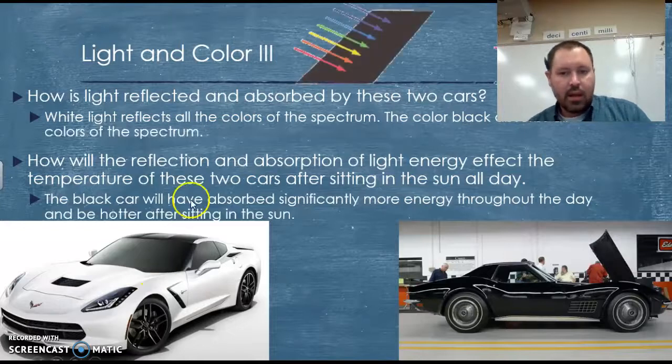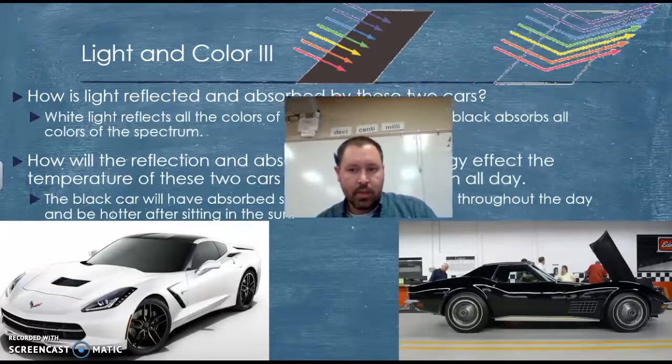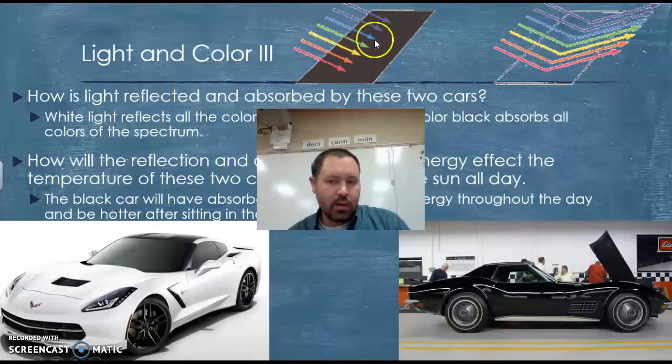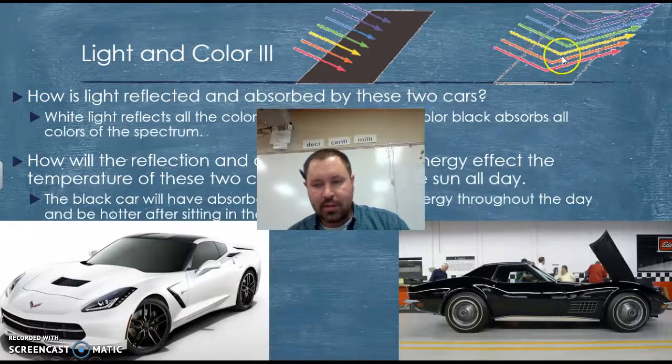Okay. And here's another example. Look up here. We've got a black surface. Look at that. What is it reflecting? Nothing. But we've got a white surface here. It's translucent, but it should be white. But the white surface is reflecting all the colors of light.